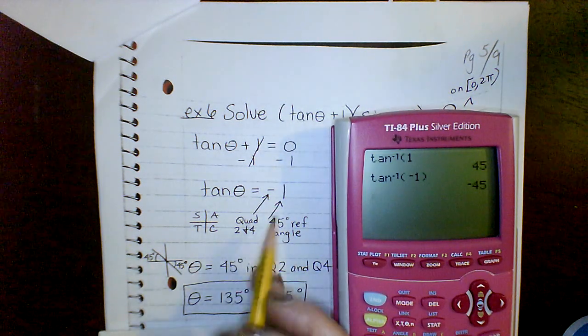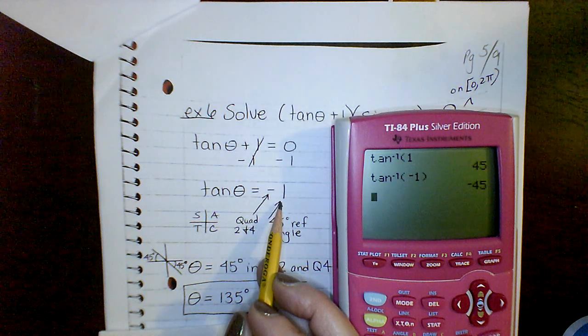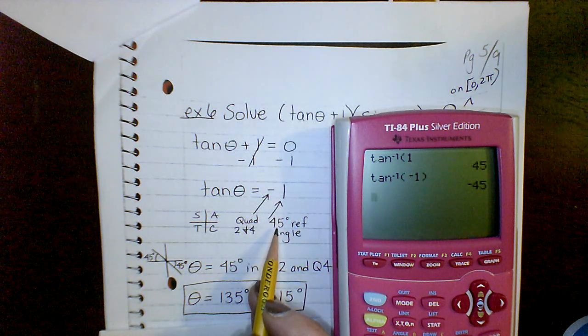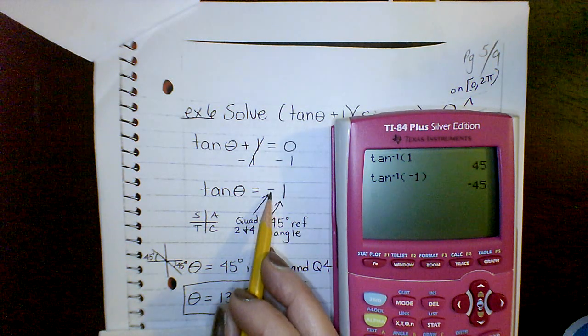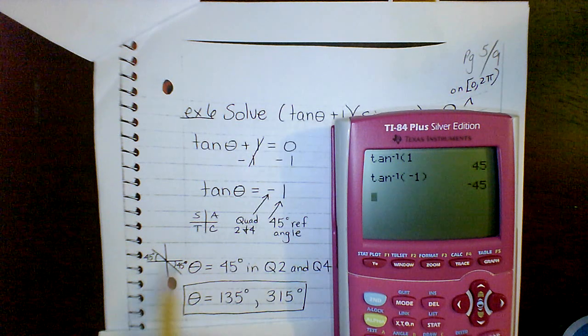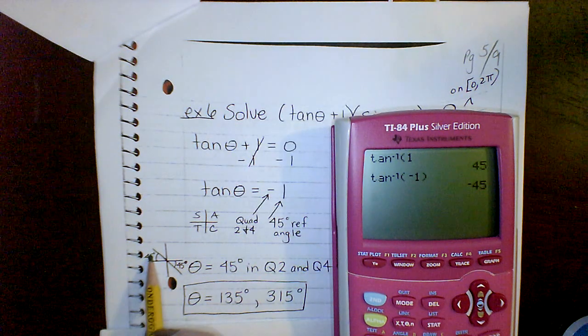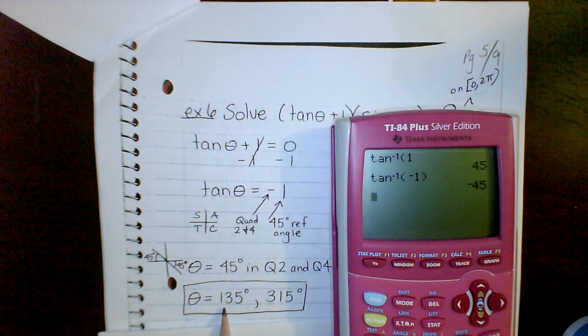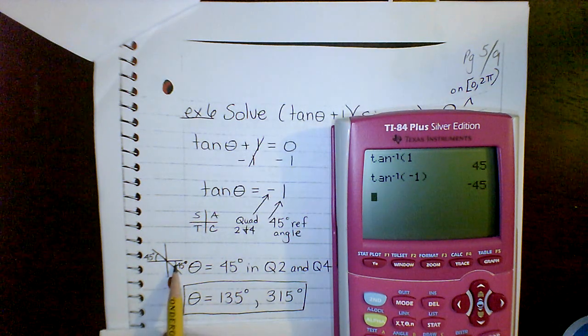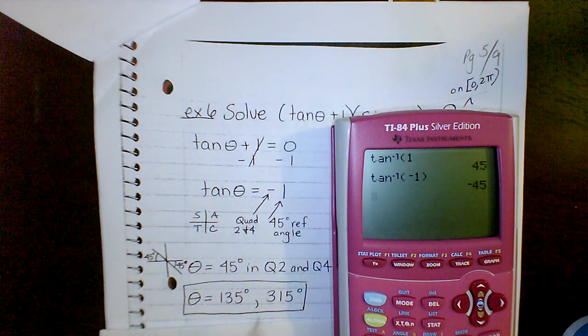So I looked at the positive 1 to get my positive reference angle here. And then this negative told me which quadrants to put it in. So putting that 45-degree reference angle in quadrant 2 gave me 135 degrees. Putting a 45-degree reference angle in quadrant 4 gave me 315 degrees.